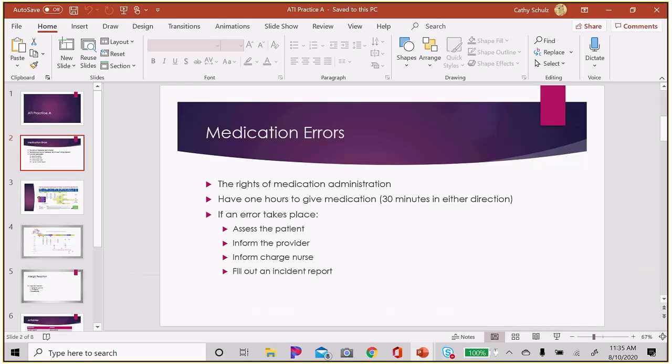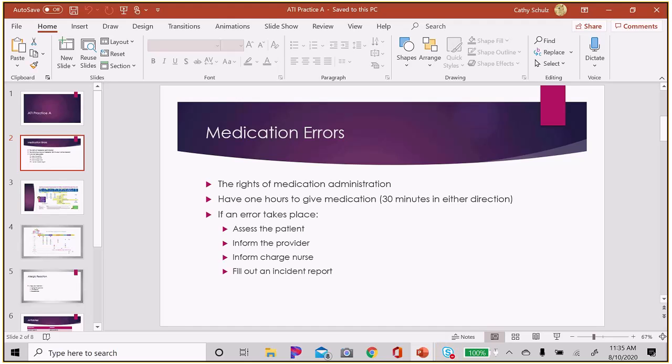If the medication order says give this medication at 7:30, and you might have different policies wherever you work, then you have between 7 o'clock and 8 o'clock to give the medicine. It's 30 minutes in either direction. There was a question about a patient who had such and such antibiotic, and whether it can be given outside that window, or how late or early you can give it. For ATI, you only have 30 minutes in either direction.